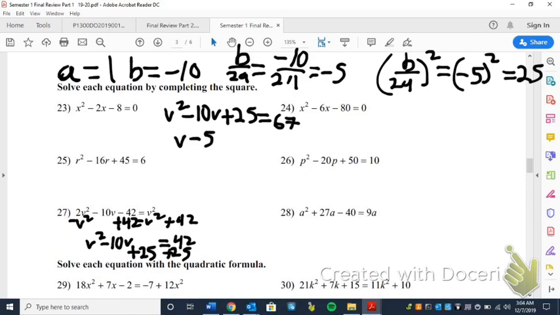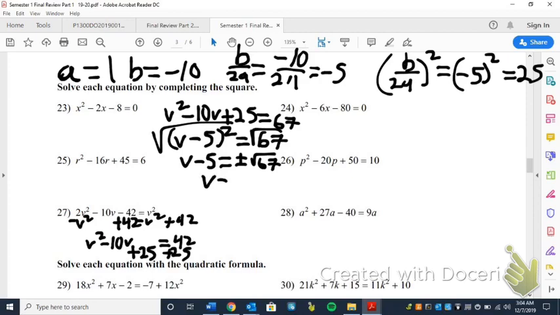That left side factors to v minus 5 squared equals 67. Square root both sides, v minus 5 equals plus or minus the square root of 67. Add 5, and we get v equals 5 plus or minus the square root of 67. 67 is not a perfect square, nor does it have any perfect squares as factors. We're looking at 4, 9, 16, 25, things like that. But we just leave it there. And those are our answers.